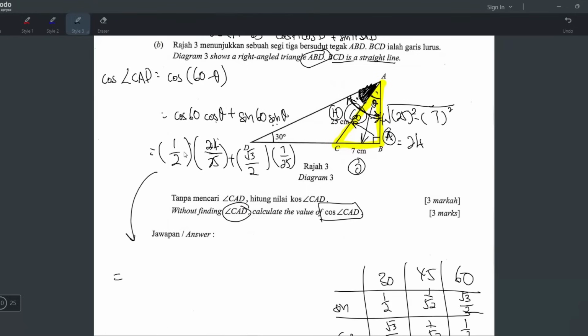Okay, so I'll continue here. Top times top will be 24. 24 times 2 is 50. Plus square root 3 times 7 is 7 square root 3. And then 2 times 25 is 50. Okay, they both have the same denominator.